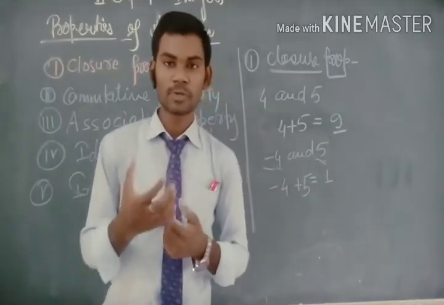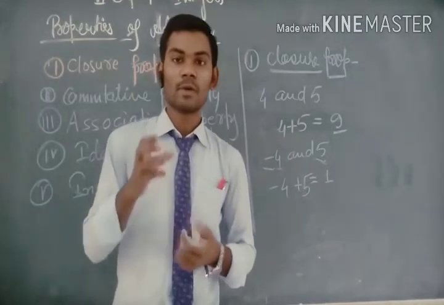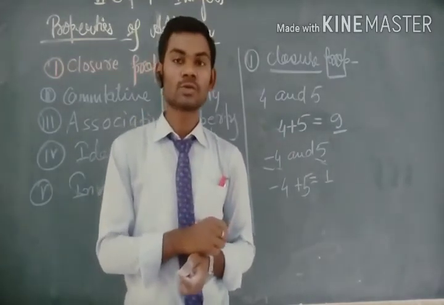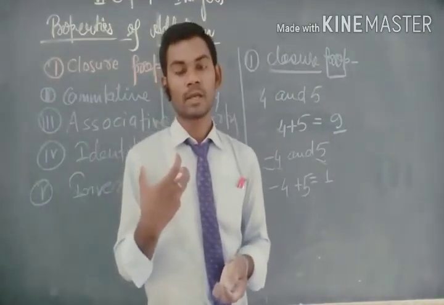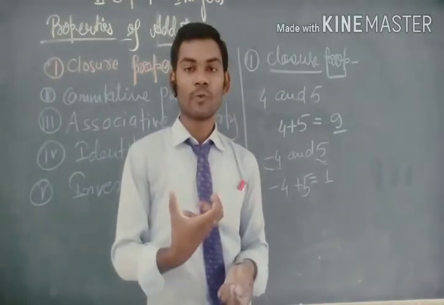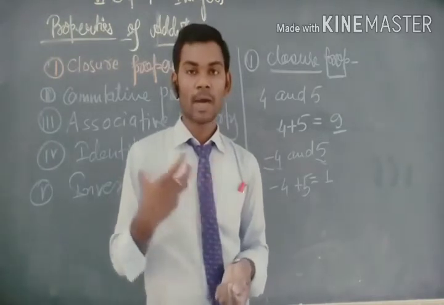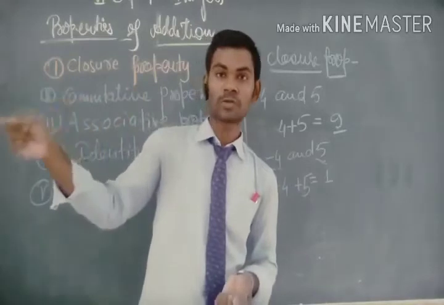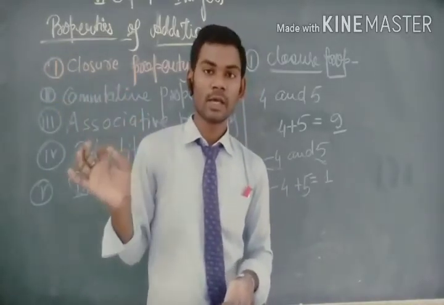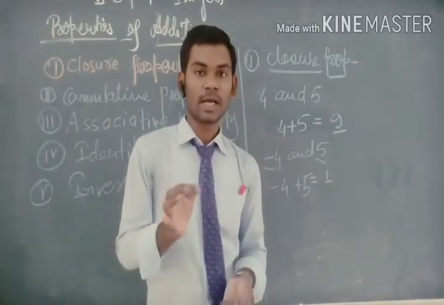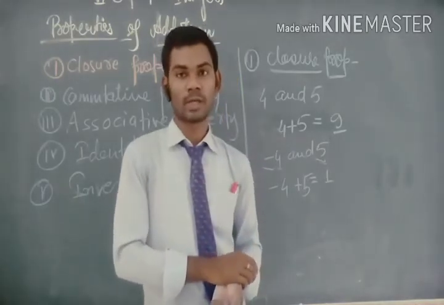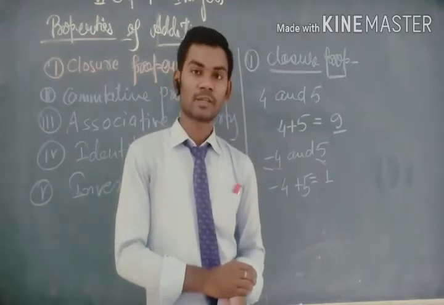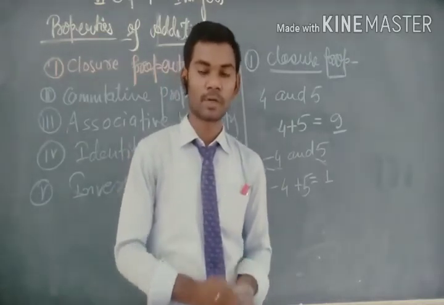The meaning of closure property is that if any two objects belong to the same family, then the third object obtained by combining the first two objects will also belong to the same family. Therefore we say that this satisfies closure property. Okay students, now let's see the next property, which is known as commutative property.